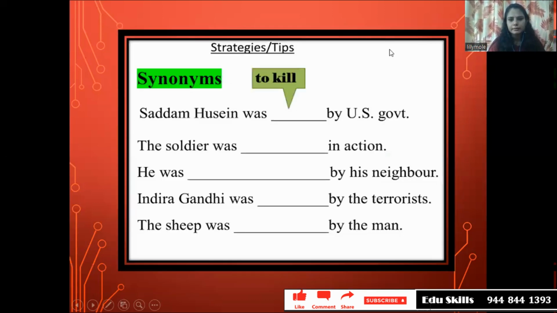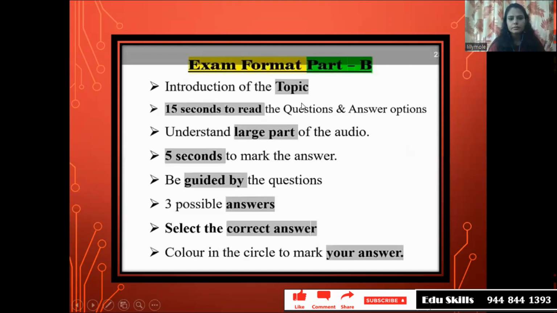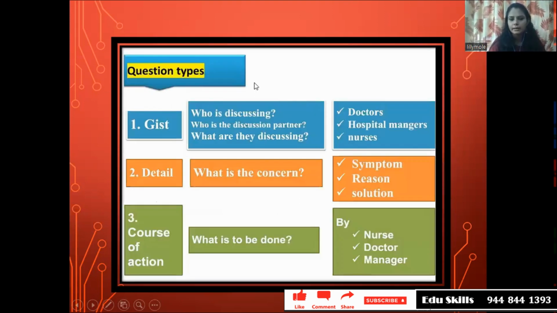Next, what are the types of questions they give in Part B? Almost all the questions will be the same in these three parts. The first question will be the gist. Gist means the total meaning of the extract. They are telling who is discussing, who is the discussion partner, and what they are discussing, that is the topic. It may be doctors or nurses or hospital managers. There will be two persons, and they will discuss the topic. We need to understand this from the audio by listening carefully.